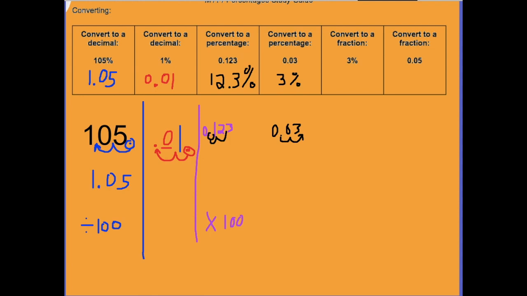Converting to a fraction, if you know the word percent, remember per means of, cent means 100. 3% means literally 3 out of 100. And if we know our place value well here, this 5 is in the hundredths place. So I'm going to remove the decimal and all the zeros over to that side. This is 5 hundredths.